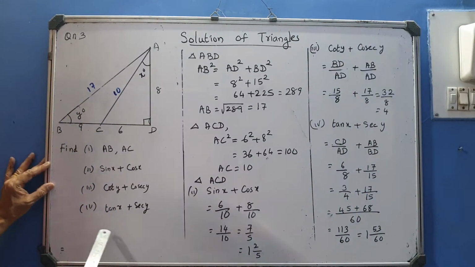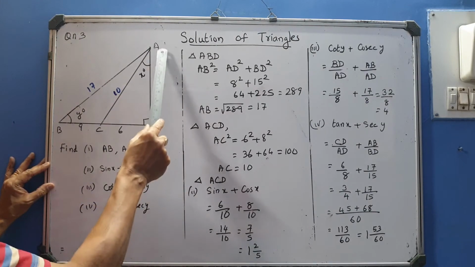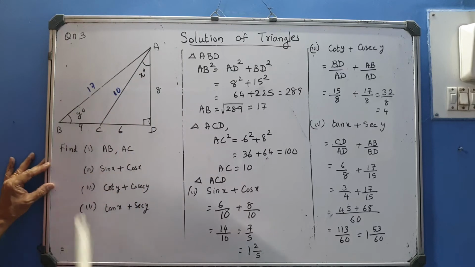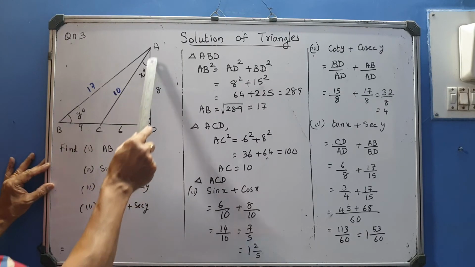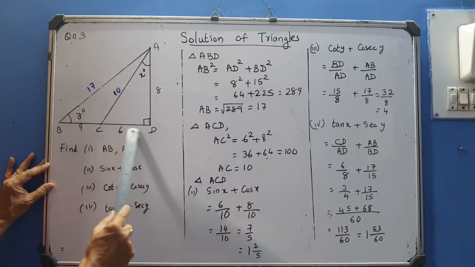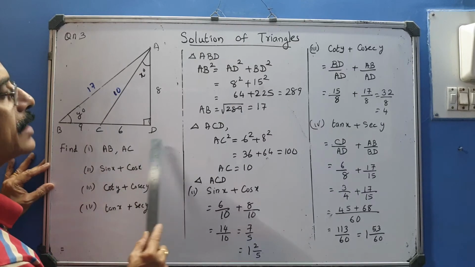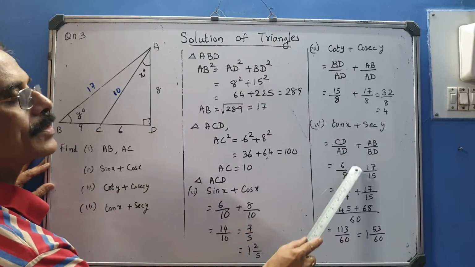Now for the fourth part, we have x and y. Whenever x is used, you have to use this triangle. For y, we have to use the complete triangle. We want tan x plus secant y. So when you use tan x, we have to use this triangle ACD. Tan is opposite by adjacent. Opposite is CD, adjacent is AD. So CD by AD. CD is 6, AD is 8, so 6 by 8.